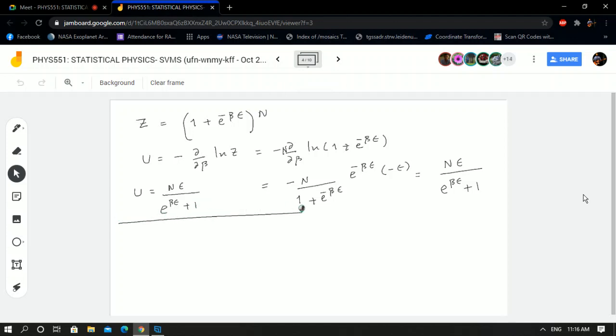Okay, now somebody tell me. Ashwati, are you there? Ashwati, can you tell me how will you find out CV? CV is dou u by dou t. Very good. So CV is dou u by dou t, and we already have an expression for u, so you can find out dou u by dou t. Can you write, Ashwati?